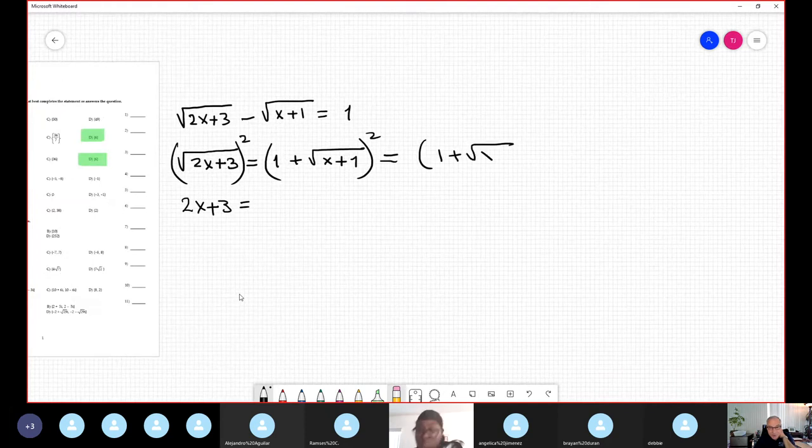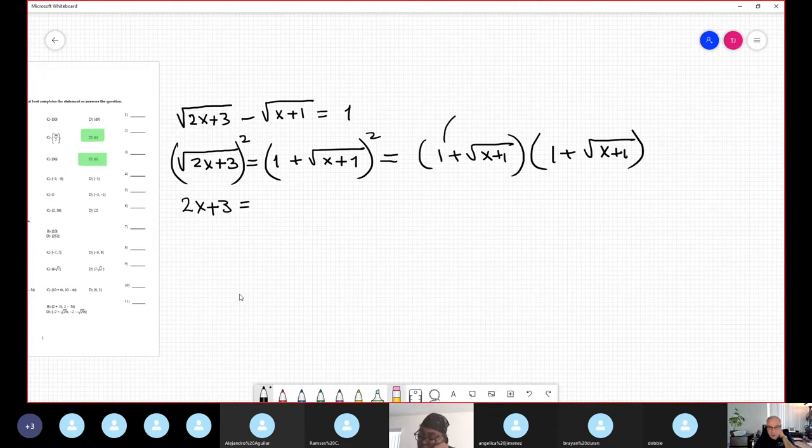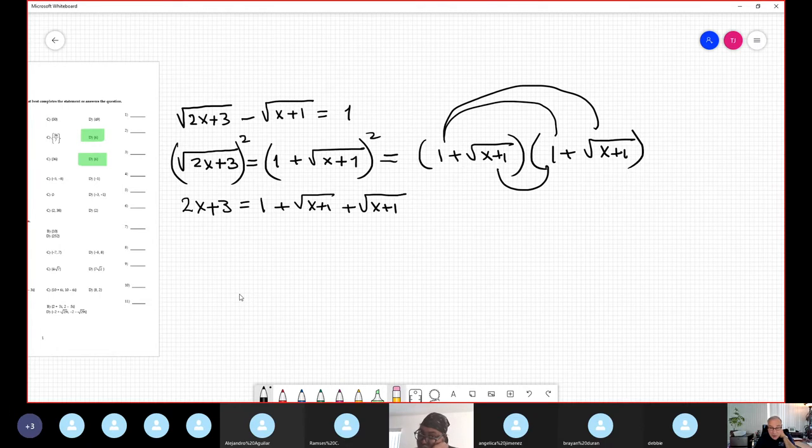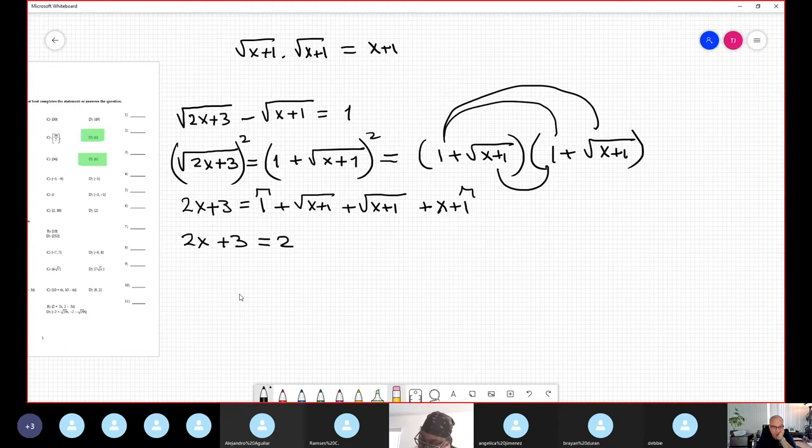It's 1 plus radical x plus 1 times 1 plus radical x plus 1. 1 times 1 is 1. 1 times radical, of course, is a radical. A radical times 1 is exactly the same, because they are twin brothers, this binomial. And a radical times itself is just x plus 1 without radical, because I know radical x plus 1 times radical x plus 1 is equal to x plus 1 without radical. So it's ready to combine. 1 and 1 together is 2. A radical plus a radical is twice a radical, plus 6. Now what should I do?